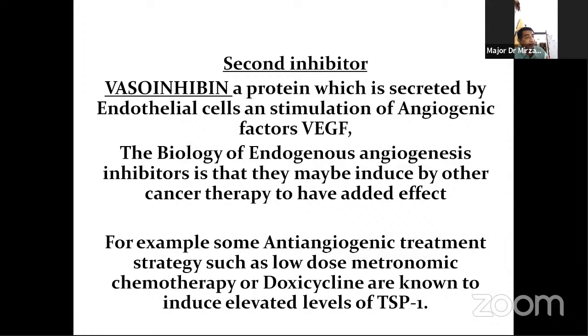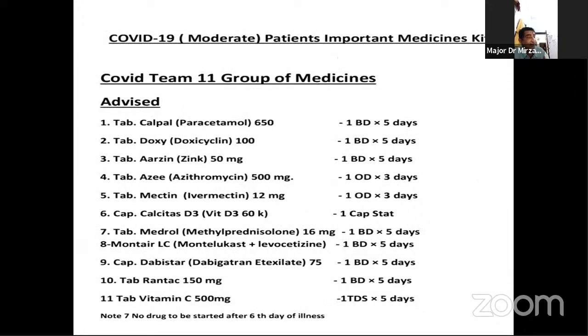Doxycycline does have a role in COVID also. The reason is simple. It induces thrombospondin 1, so it inhibits the angiogenesis which happens in the later stages of COVID-19 as a consequence of the cytokine storm.